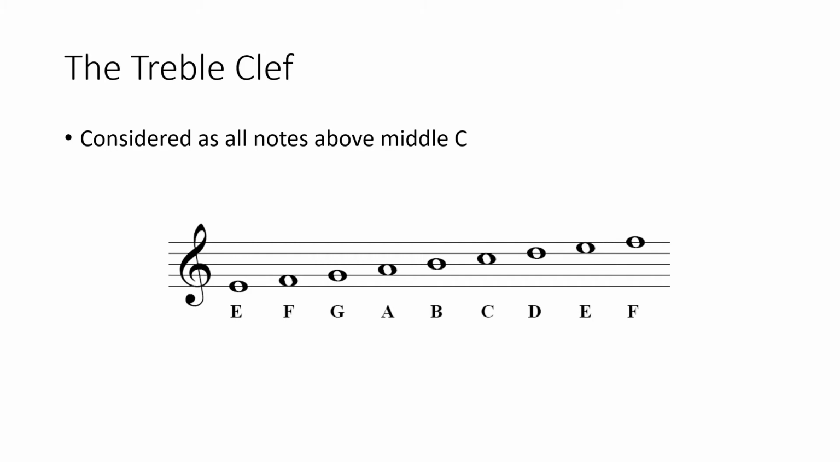So for instance, let me play you a note that's in the treble clef. And now let me play you a note that is in the bass clef. You can hear that the tone or pitch of the notes in the bass clef are lower than the pitch of the notes that are in the treble clef. And that's the general relationship: the treble clef is going to be the higher pitched notes and the bass clef is going to be the lower pitched notes.